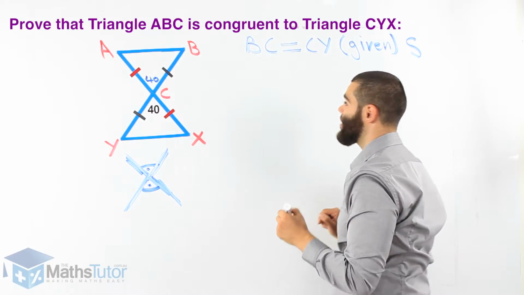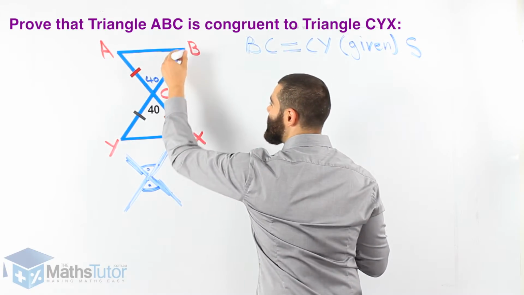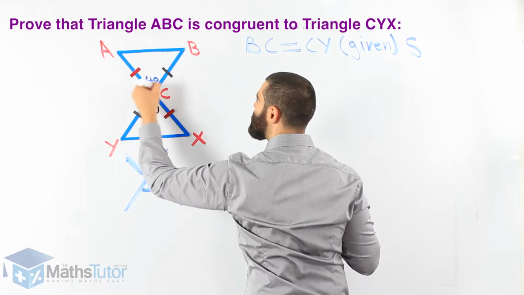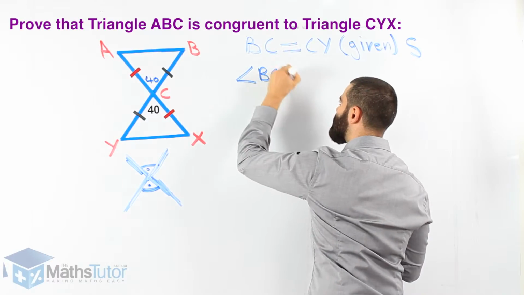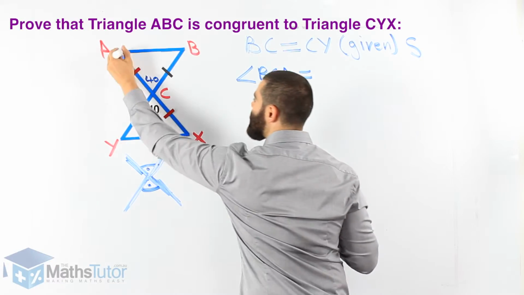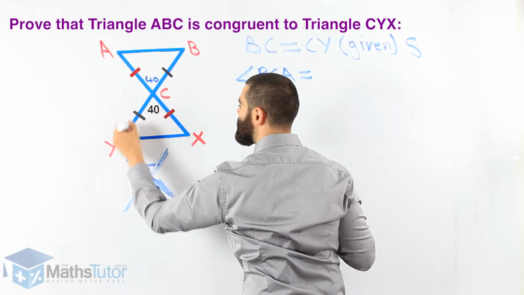Now we're going to write the angle. Angle BCA equals angle XCY.